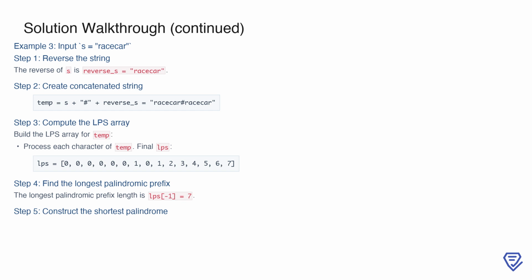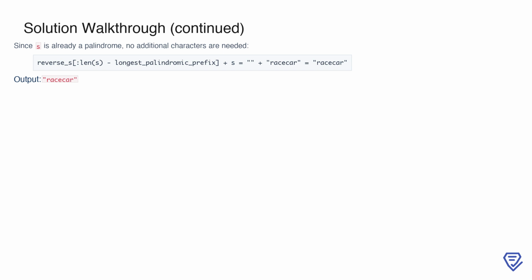The final LPS array is 0, 0, 0, 0, 0, 0, 1, 0, 1, 2, 3, 4, 5, 6, 7. The last value in the array, LPS[-1] equals 7, indicates the length of the longest palindromic prefix. Since the input string rayscar is already a palindrome, no additional characters are needed to construct the shortest palindrome.